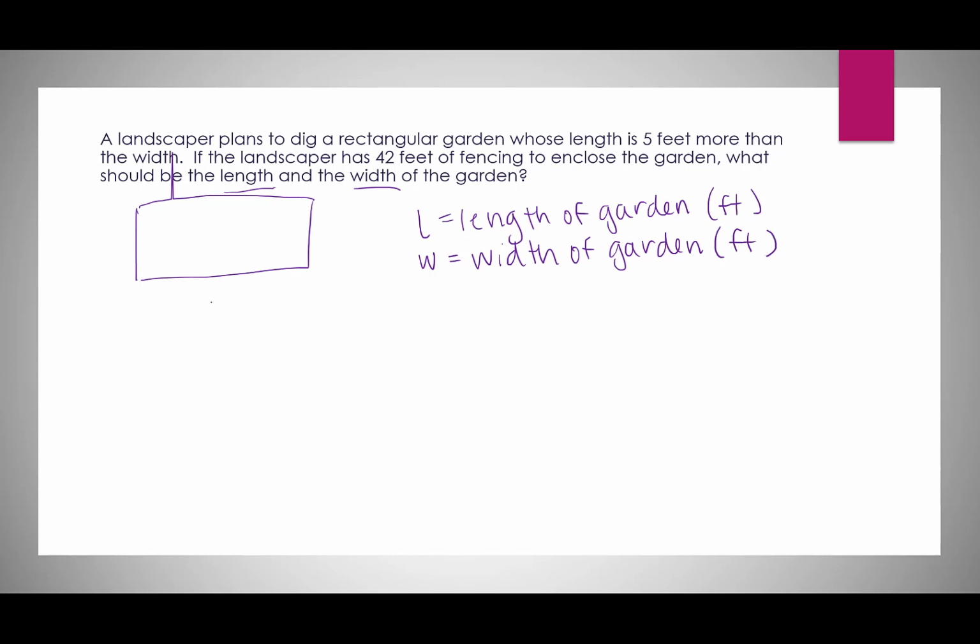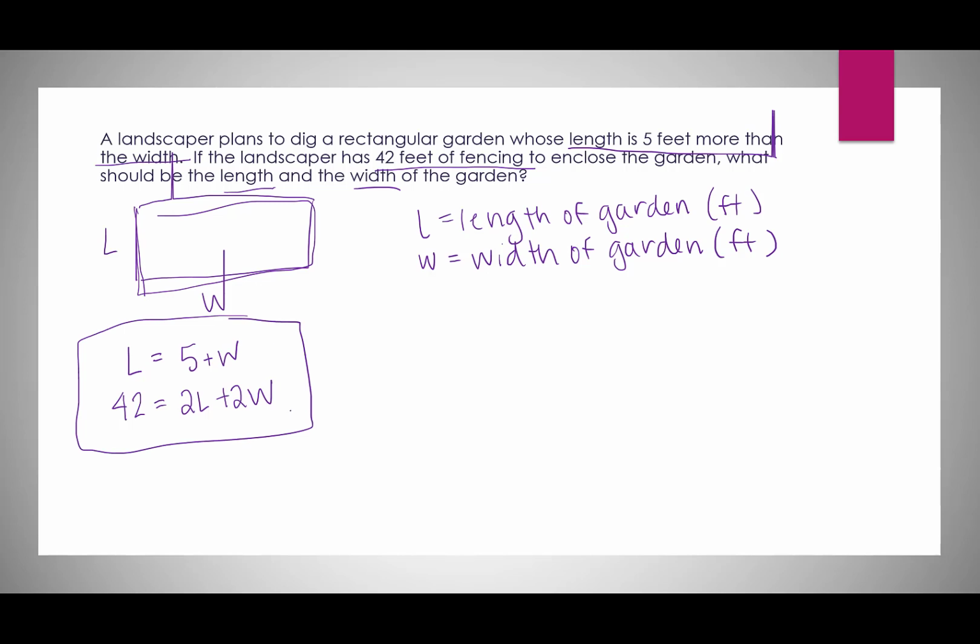Okay. So in my picture, I could have the length and the width here. In trying to translate this into an equation, well, I know the length is 5 feet more than the width. I think I can write that as an equation. That's similar to what we were just looking at. The length is 5 feet more than the width. The last sentence here tells me about the amount of fencing. Fencing goes all the way around the side of the garden, so that's going to be my perimeter. I've got that 42 feet of fencing to enclose the perimeter. Here is my system of equations.